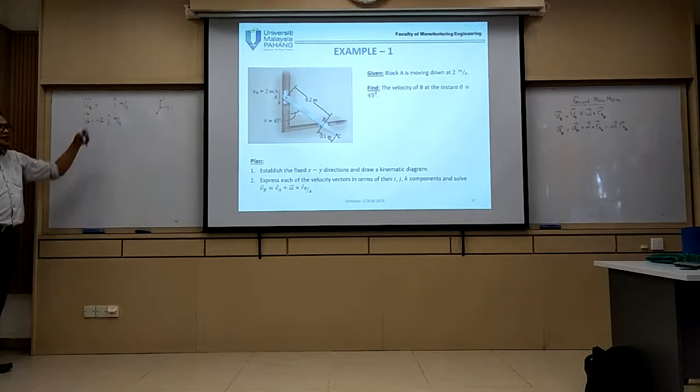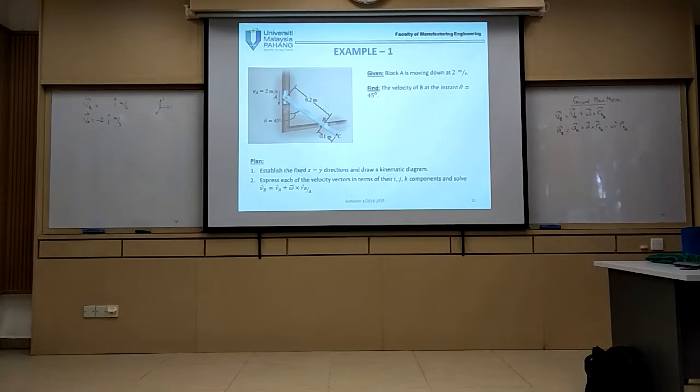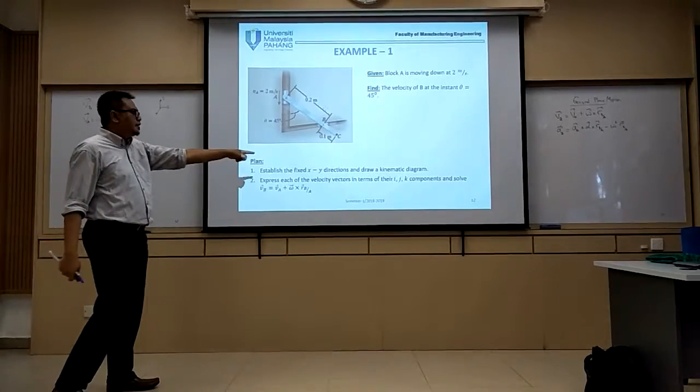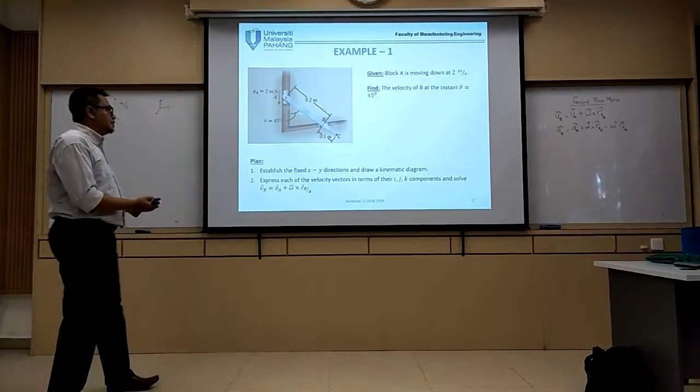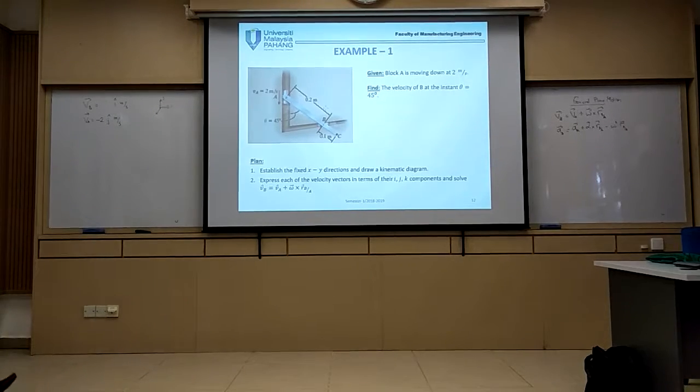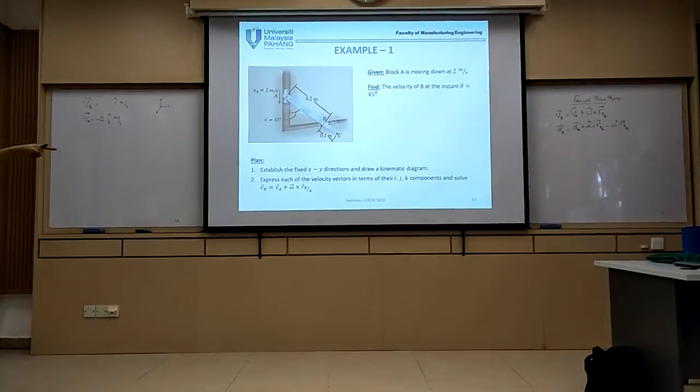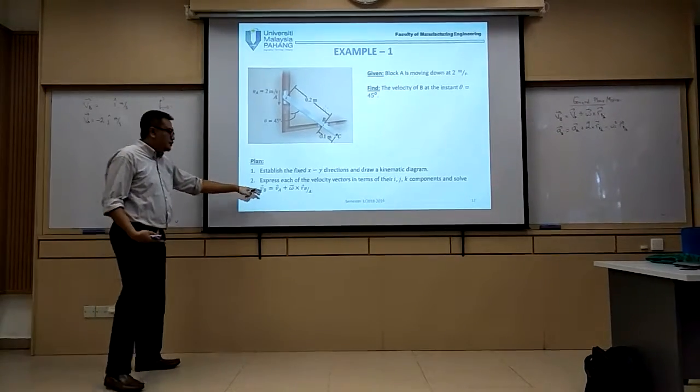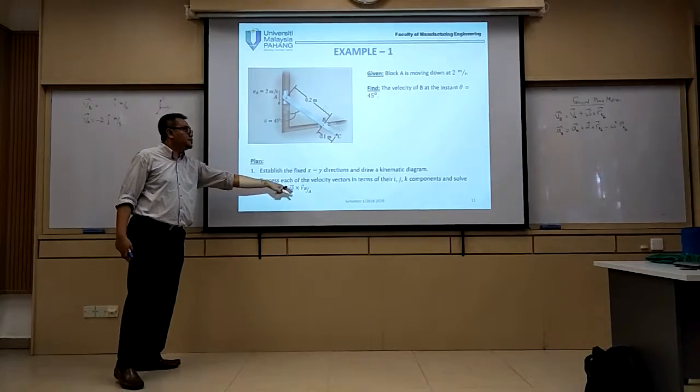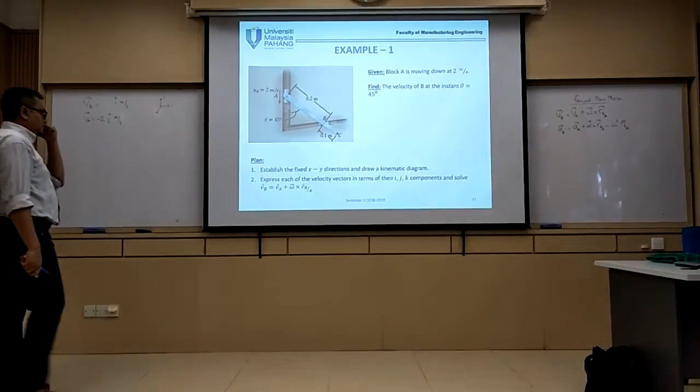So you already have the vectors, only the number that you need to find. Correct? So how to find that? The plan is that you have to establish the fixed XY direction and draw the kinematic diagram. Then express each of the velocity vectors in terms of their I, J, K components and solve VB equals VA plus omega cross RB.